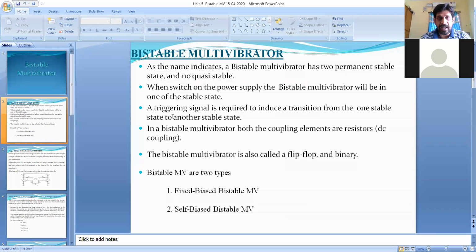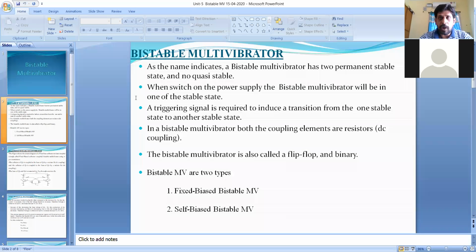Once you switch on the power supply, the bistable multivibrator is in one of the stable states. Either Q1 is on and Q2 is off, or Q1 is off and Q2 is on, depending upon the parameters. It remains in the same state until you apply a trigger pulse.